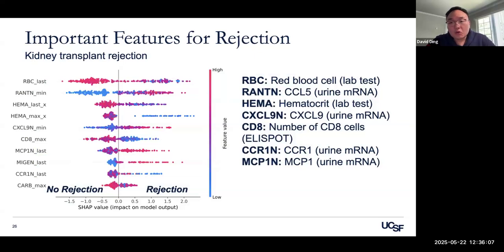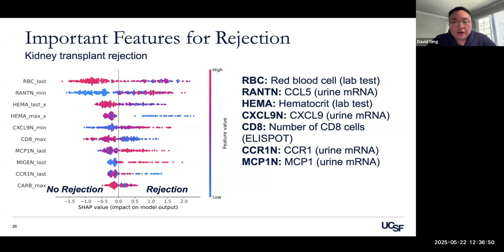And then let's take a look at more results on the important features that we have identified for the rejection. In this slide, we show the important features that we have identified for the kidney transplant rejection. Let me spend more time explaining the figure on the left. We plot the Shapley value figure, which shows which features are more important to the rejection after the kidney transplant. The red color indicates a higher value of the original feature, and the blue color indicates a low value of the feature.